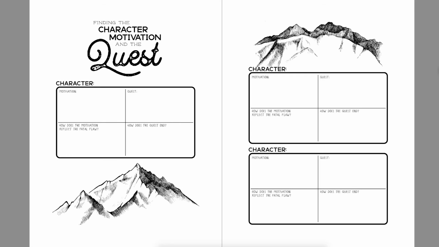And so you can go through each character, look at what is their motivation. So for Katniss, it would be get home. What is the quest that they're on? The Hunger Games. How does the motivation reflect the fatal flaw?